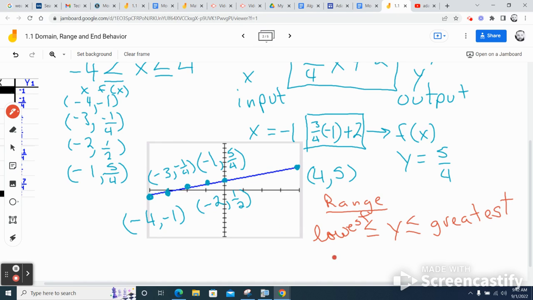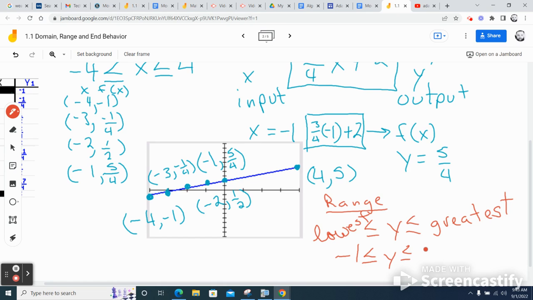So the lowest value is -1. Now, what's the greatest y value? Well, we can look at the graph. What's the highest part of this graph we have on the screen? Yes. 5. Right? When x equals 4, y equals 5.